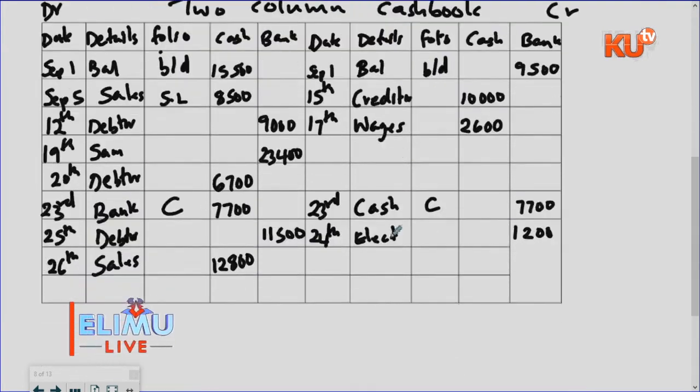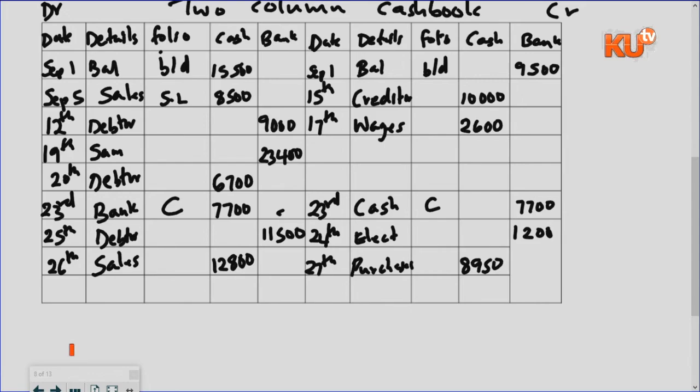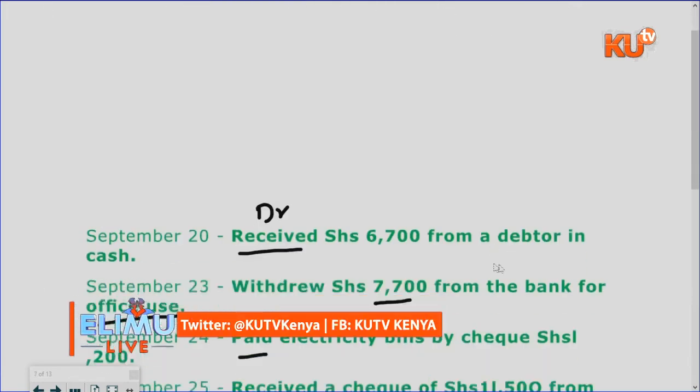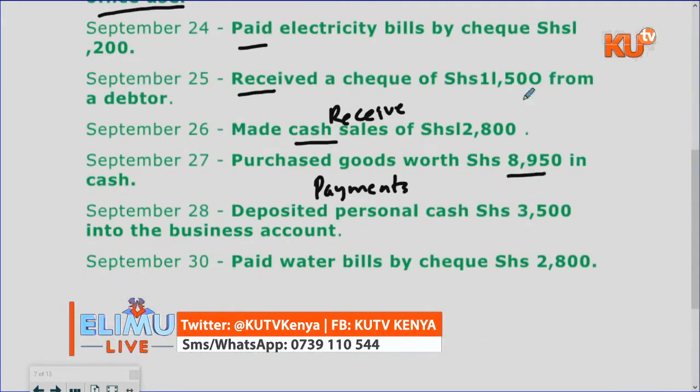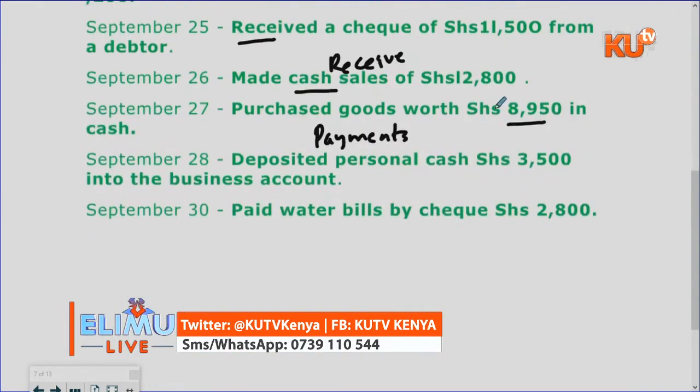That is on 27th, and that is out of purchases. Out of purchases, cash of how much? 8,950. Good. And then we finish up with 28th. Deposited personal cash 3,500 into the bank, into the business account.